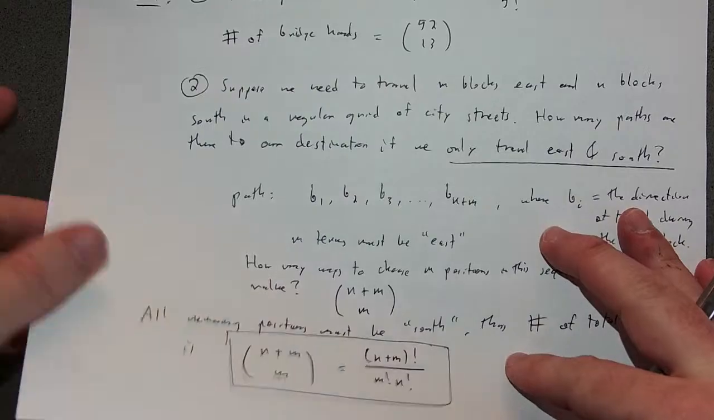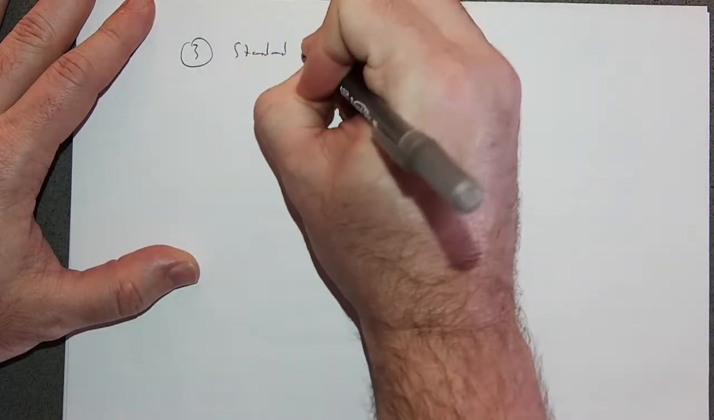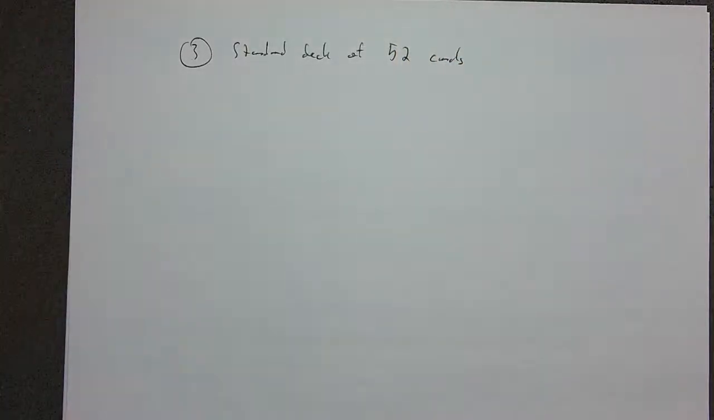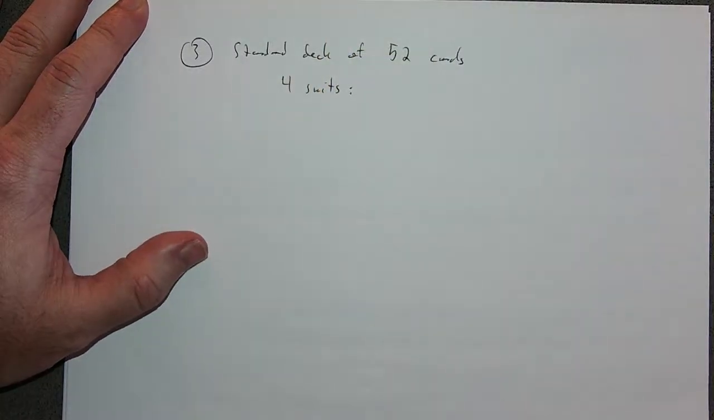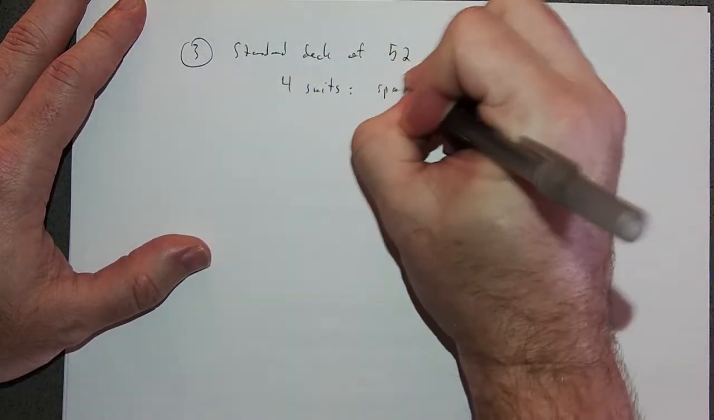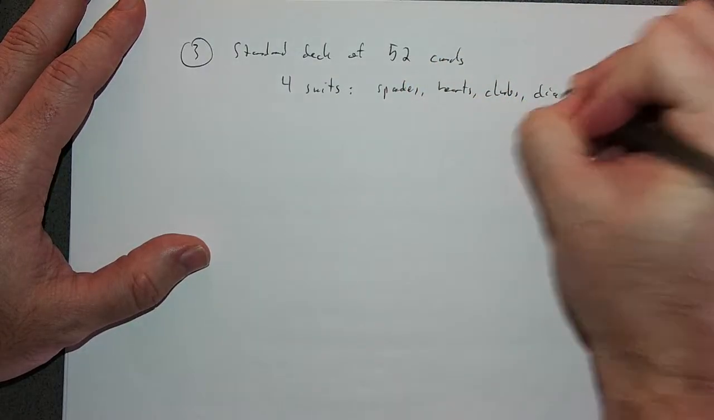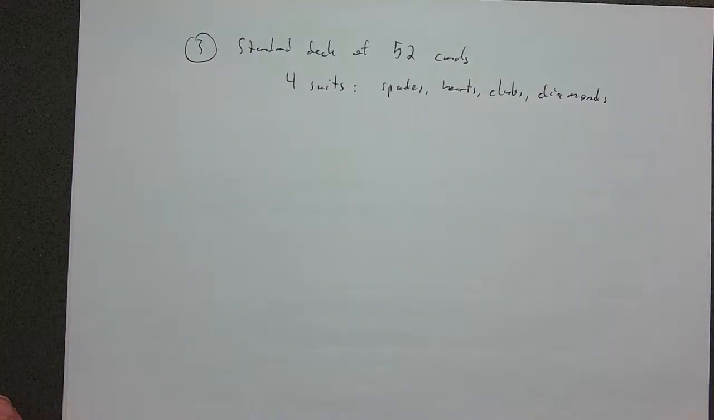Okay, let's do another example. So this will be our third example of using these things. Consider a standard deck of 52 cards. As I mentioned before, there are 4 suits. These are spades, hearts, clubs, and diamonds. Those are the suits. Each suit has 13 cards.